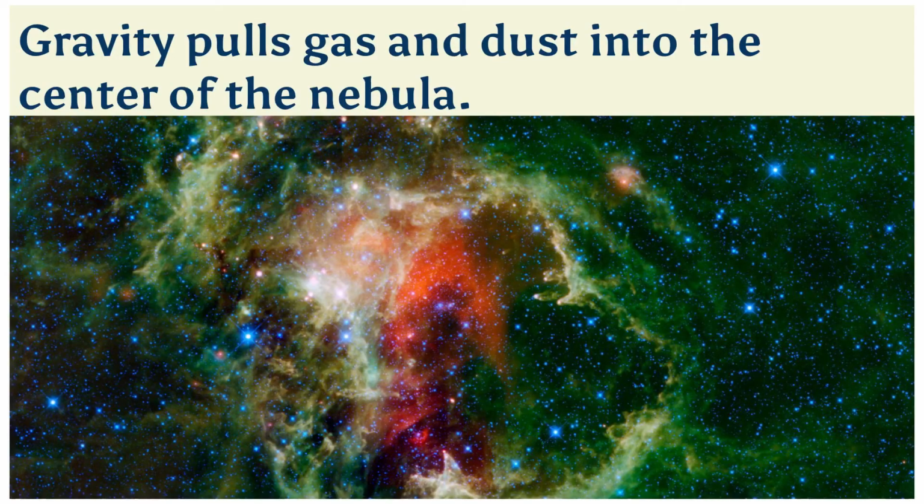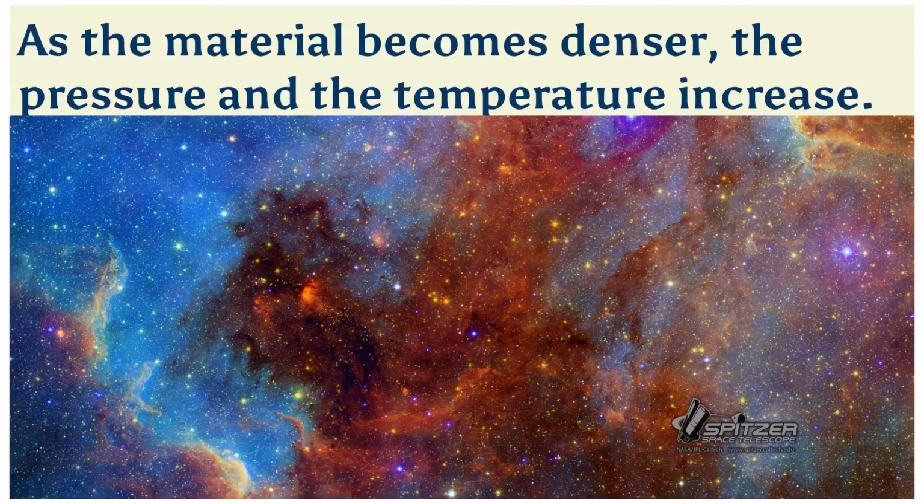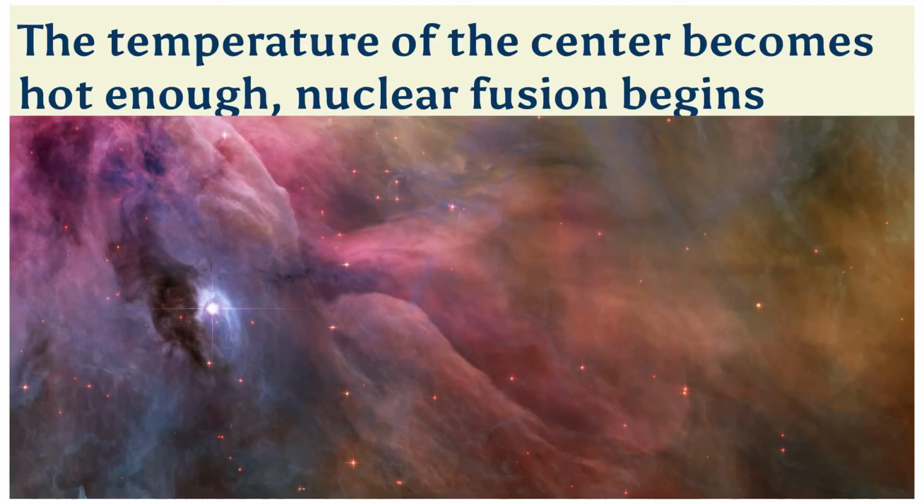For a star to form, gravity pulls the gas and dust into the center of the nebula. As the material becomes denser, the pressure and temperature increase, seen here in this picture from the Spitzer Space Telescope. When the temperature of the center becomes hot enough, nuclear fusion begins. A ball of gas has now become a star. Our sun and the solar system were probably born in a nebula like this. Nuclear fusion is generally considered the point at which a star is born.